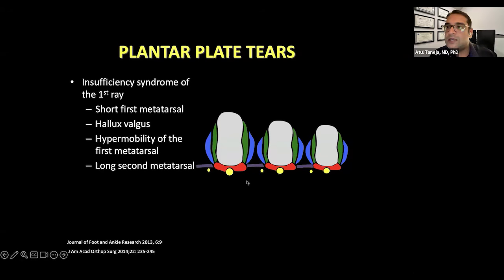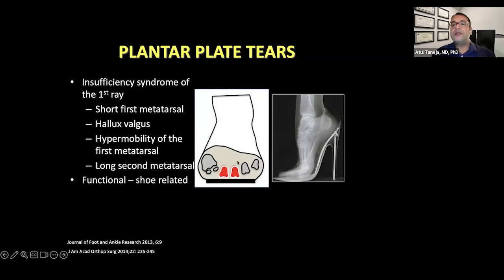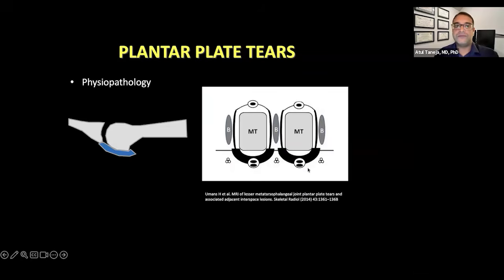And there is also this thing that is called insufficiency syndrome of the first ray. What happens with the short first metatarsal and the hallux valgus deformity? All the load will come to the second and third MTPs. All right, so these are the ones that are most injured. And the chronic use of high heels is also a classic cause due to this chronic overload in the extended position of the forefoot.